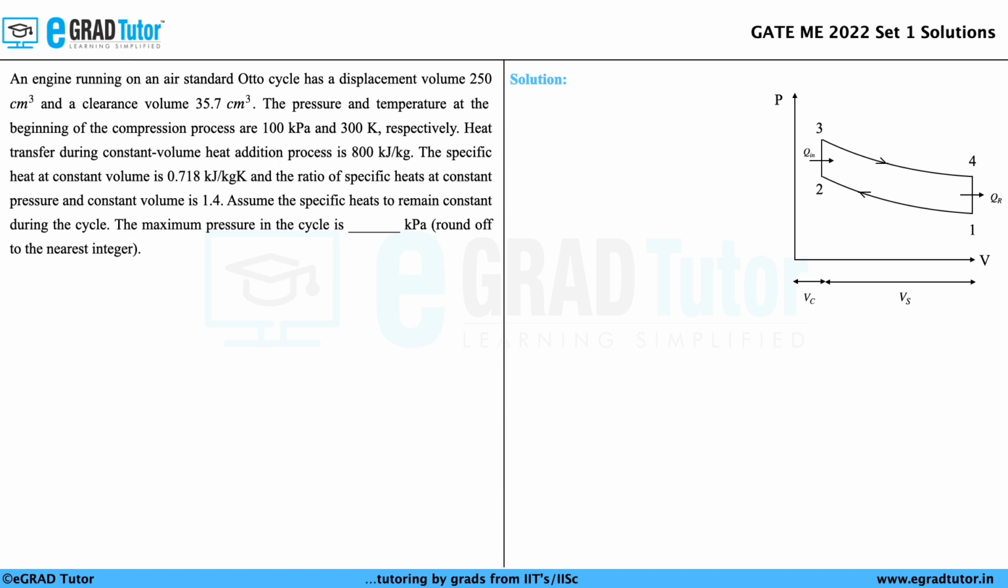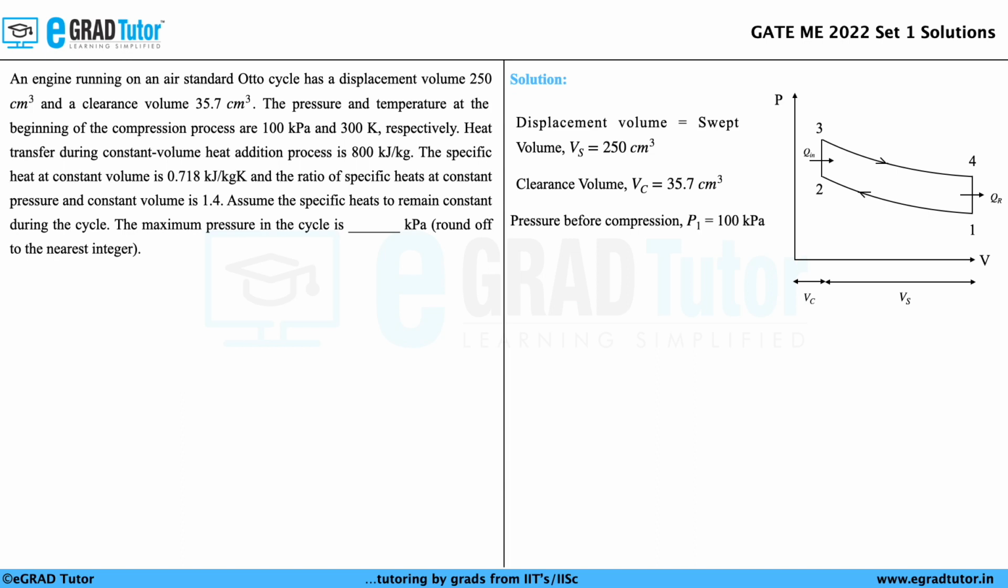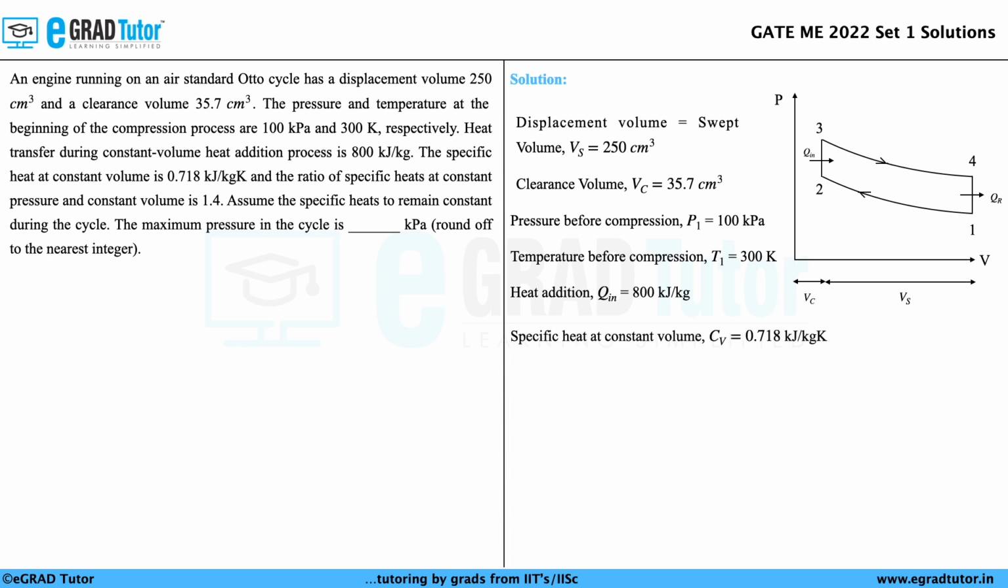From the question, we know the displacement volume, which is also called the swept volume, and it is given as 250 cm³. We know the clearance volume, it is 35.7 cm³. Pressure before the compression is given as 100 kPa. Temperature before the compression is 300 K. Heat addition is given as 800 kJ/kg. Specific heat at constant volume Cv is equal to 0.718 kJ/kg K. The ratio of specific heats gamma is equal to 1.4.